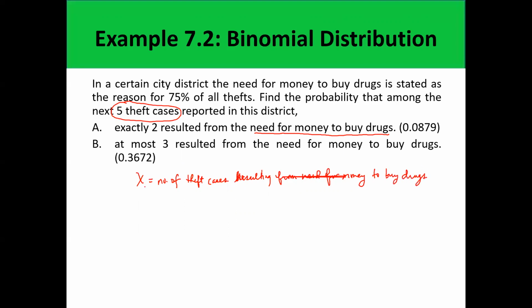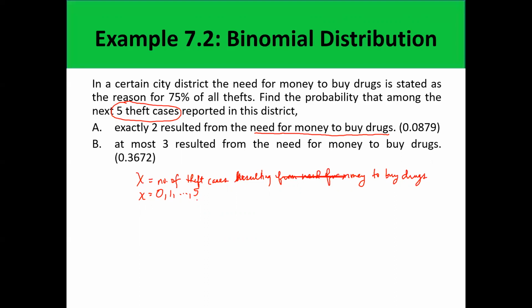Okay, so in this case, the possible values of x could be 0, 1, up to a maximum of 5 because we only have 5 theft cases in our experiment. So x equals 0 means that out of the 5 theft cases, none of those resulted from the need for money to buy drugs. So meaning all the theft cases resulted from other reasons. Now for x equals 1, that means that exactly 1 out of the 5 theft cases resulted from the need for money to buy drugs. While x equals 5 means that all the theft cases considered resulted from the need for money to buy drugs.